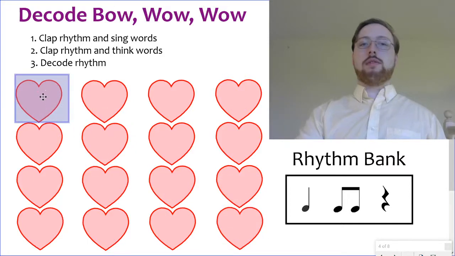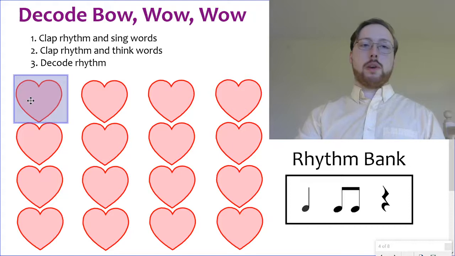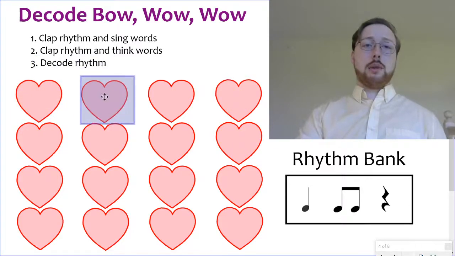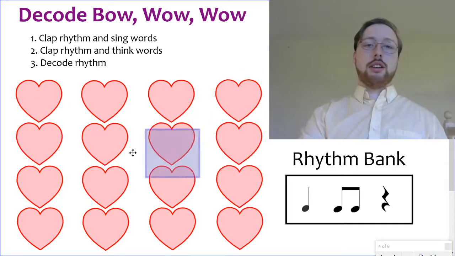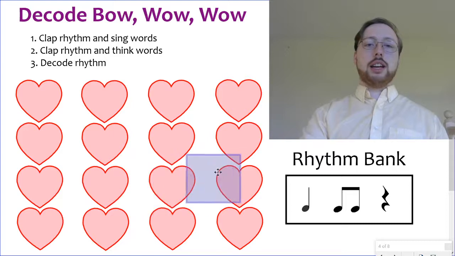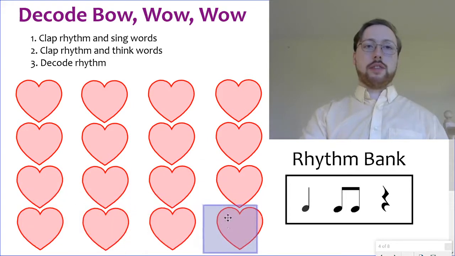Let's try one more time. Again, see how I'm tracking the beats with the blue square. Ready? 1, 2, ready, sing. Bow, wow, wow. Whose dog art thou? Little Tommy Tucker's dog. Bow, wow, wow.